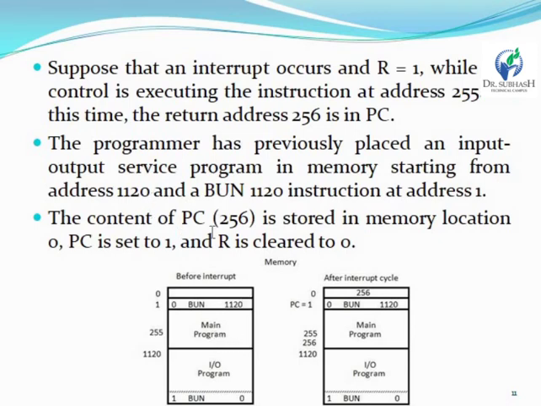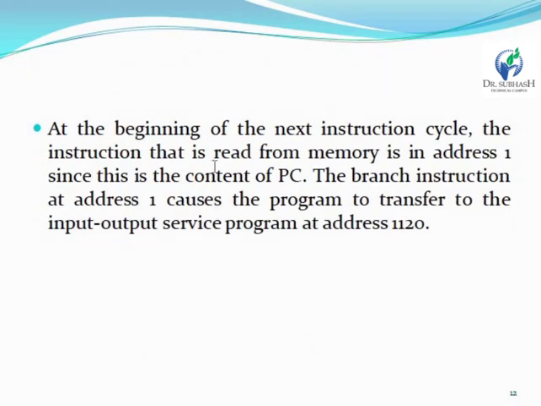The content of the program counter, 256, is stored in memory location 0. PC is set to 1 and R will be cleared. If R is cleared, it means no problem has occurred. If a problem occurs, then R goes to 1. The program counter we can increase. At the beginning of the next instruction cycle, the instruction read from memory is at address 1, since this is the content of the program counter. The branch instruction at address 1 causes the program to be transferred to the input-output service program at address 1120.